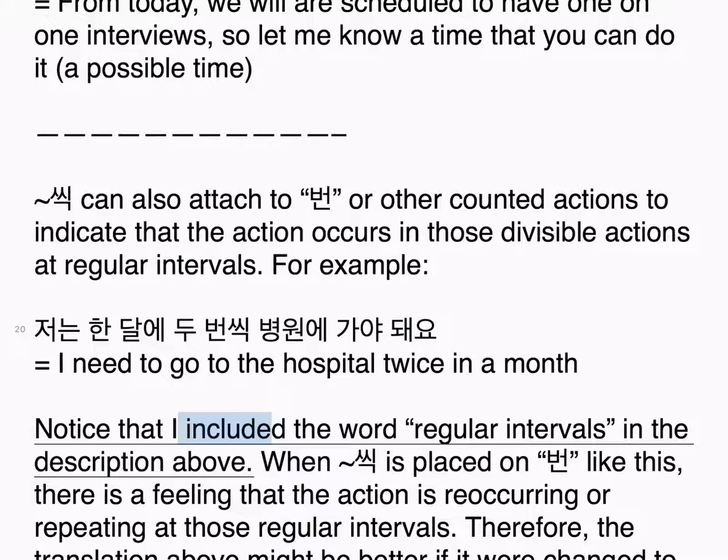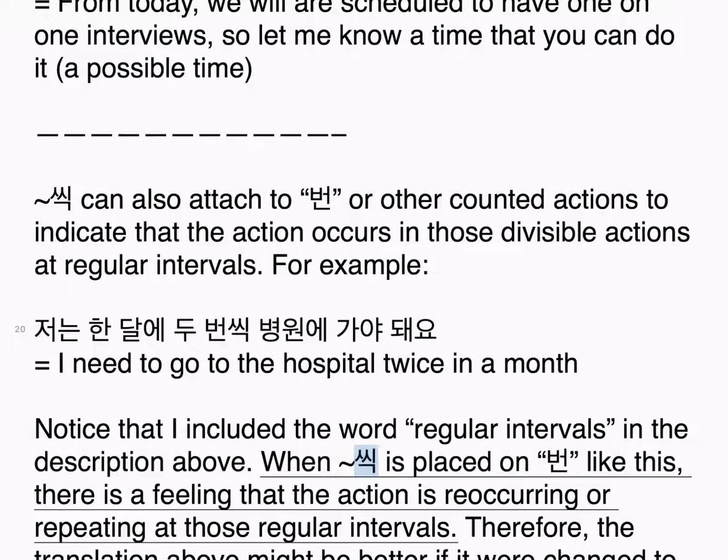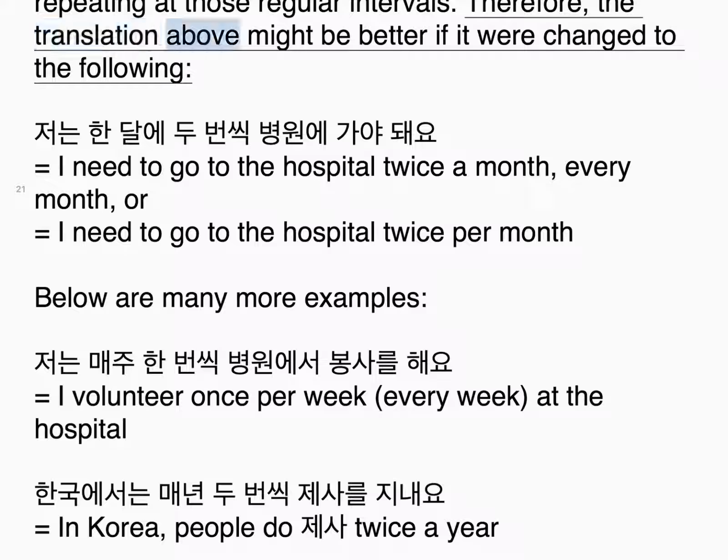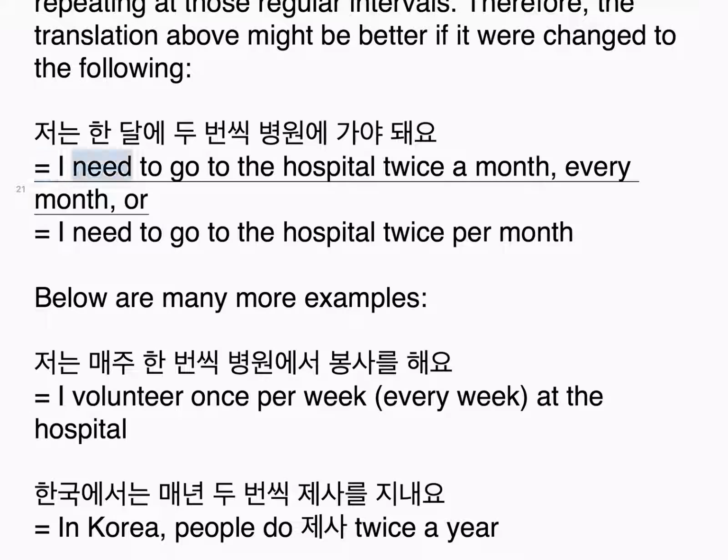Notice that I included the words regular intervals in the description above. When 씩 is placed on 번 like this, there is a feeling that the action is reoccurring or repeating at those regular intervals. Therefore, the translation above might be better if it were changed to the following. 저는 한 달에 2번씩 병원에 가야 돼요. I need to go to the hospital twice a month, every month, or equals, I need to go to the hospital twice per month. Below are many more examples.